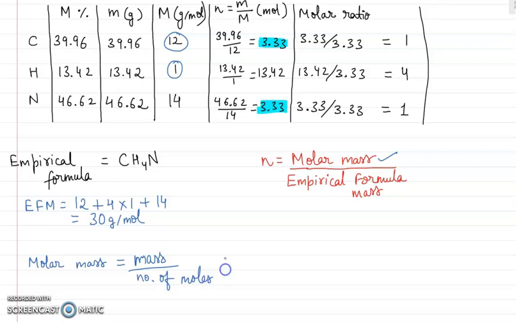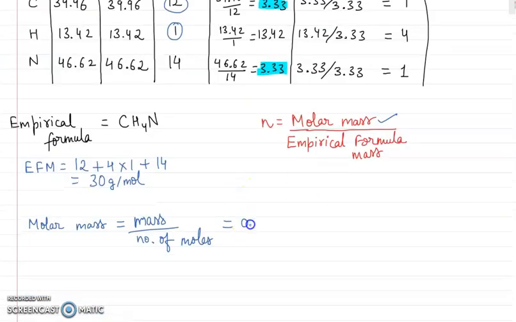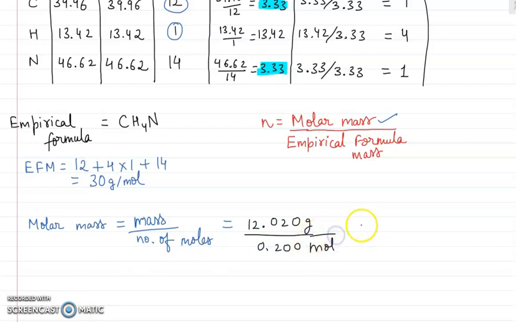And we have the values given here. The mass is 12.020 and the moles are 0.200. So we will write here 12.020 in the numerator as mass, divided by 0.200 mole. We have 60.1 gram per mole.